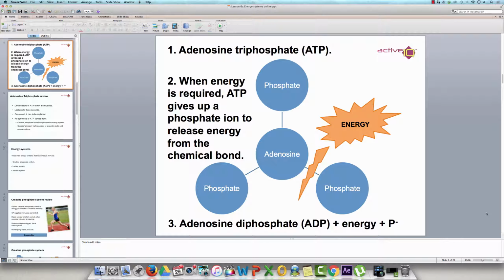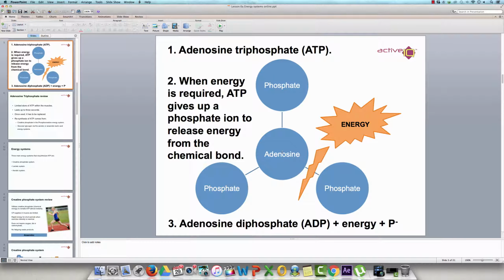Let's have a look at this ATP. ATP is essentially, to give it its correct name, adenosine triphosphate. So adenosine in the middle is the one molecule that we have here, and then going around the outside we have 3 phosphates. So adenosine triphosphate: tri meaning 3, so adenosine and 3 phosphates.